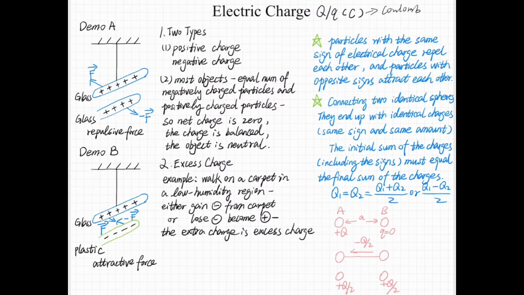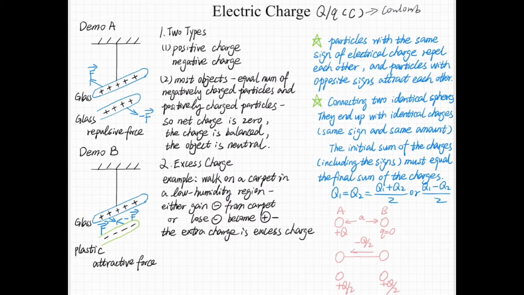For the first one, the two glass rods were each wrapped with a silk cloth, and one was suspended by a thread. When they are close to each other, they repel each other. For the second one, the plastic rod was wrapped with fur. When brought close to the glass rod, the rods attract each other. So we can see there is repulsive force in demo A and there is attractive force in demo B.